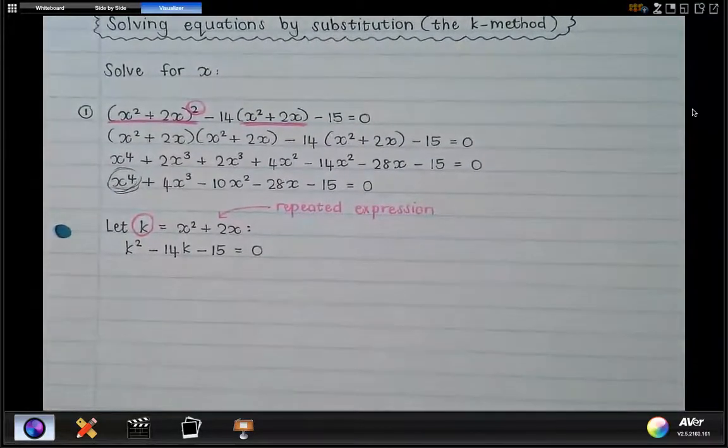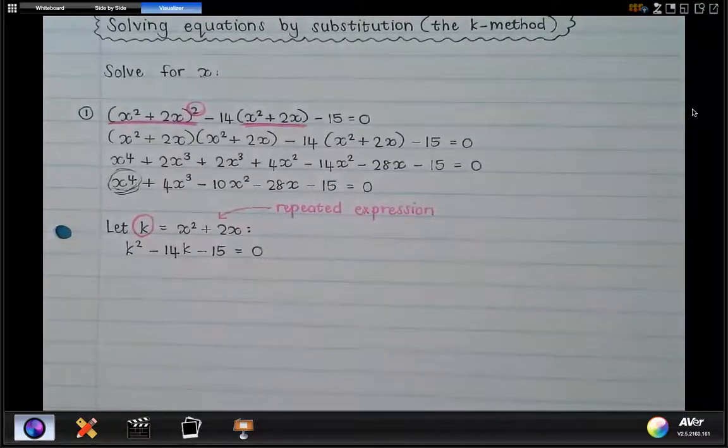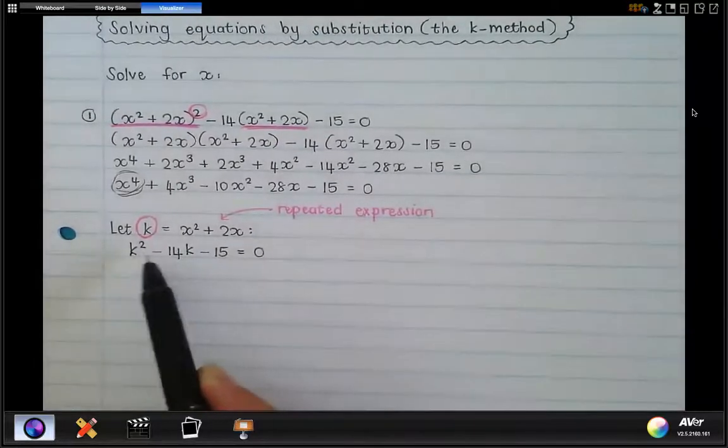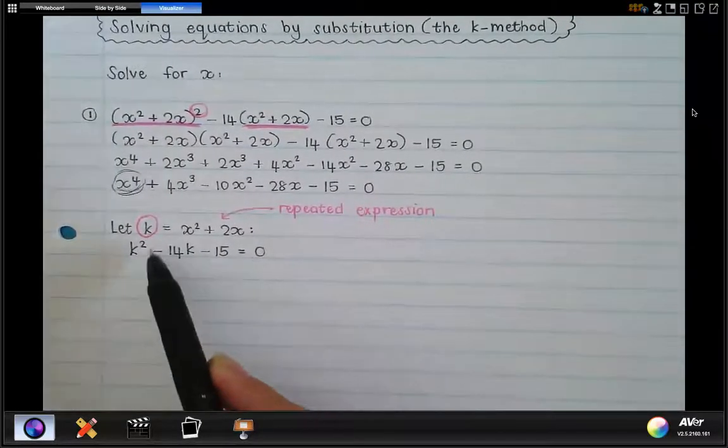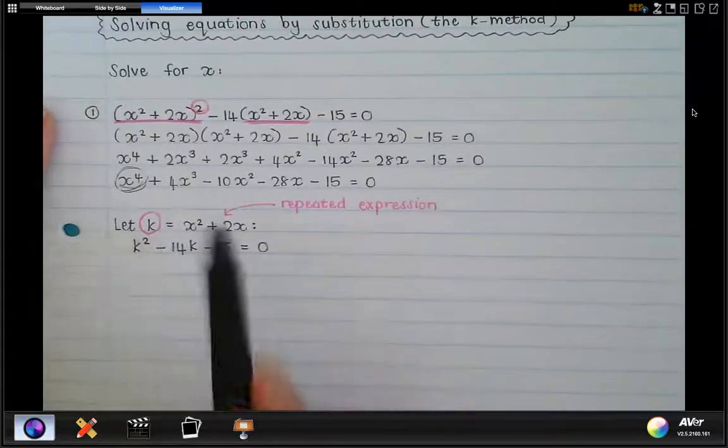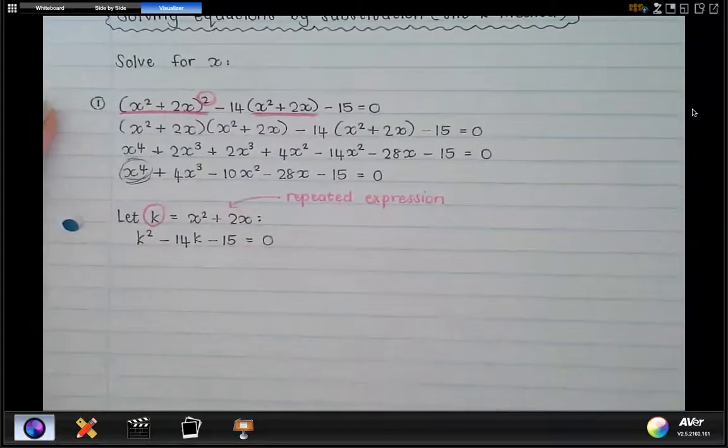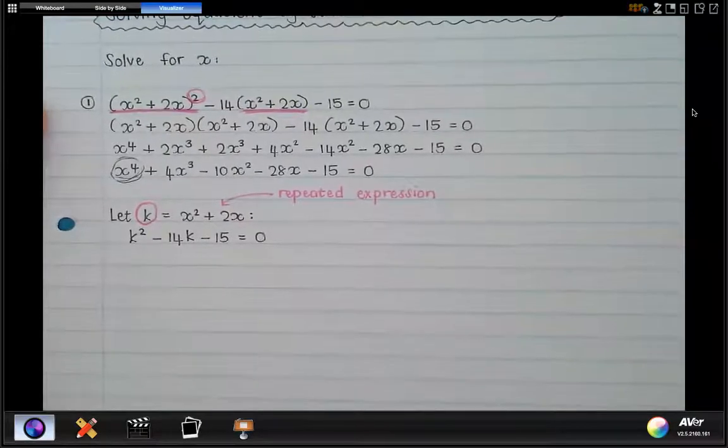Right, now if you look at the equation, you should see that this is an easier one to solve. This is actually now a quadratic equation because the variable that we're working with now is k, right? And the highest exponent that we have is a 2. So this is now a quadratic equation.